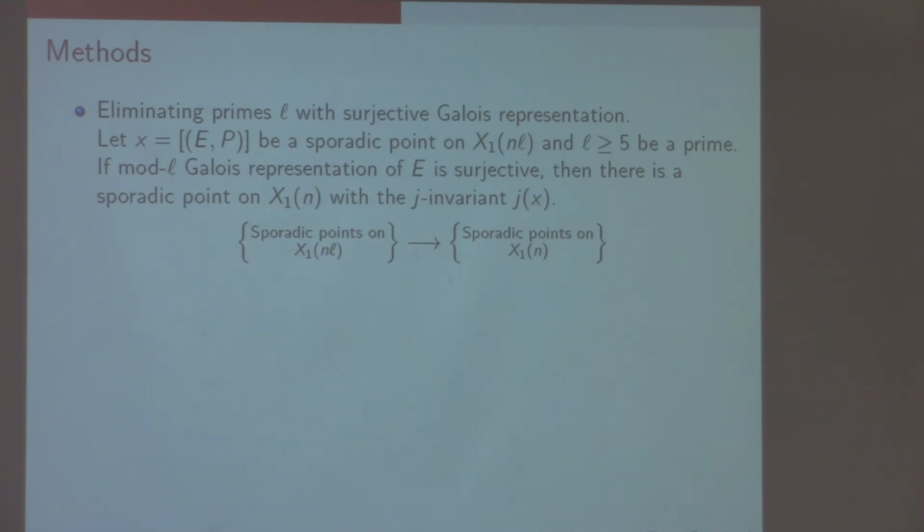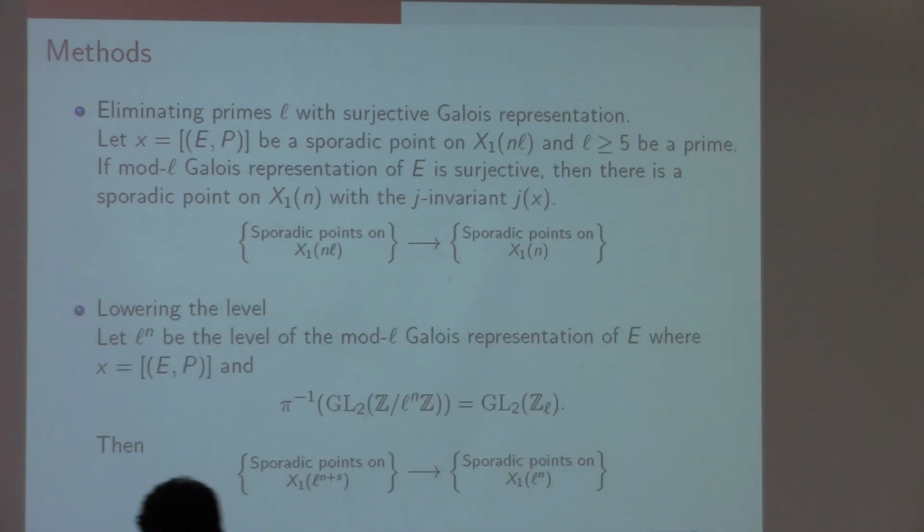And what else can we do? We can also look at the level of this representation. So let's say that I'm focusing on one prime L, and I know the level of this representation of this elliptic curve at this prime is n, and I have a sporadic point on X1 of L to some power greater than n. Then I can lower myself to n, to the level of this representation. I don't have to go that high. I can just deal with this smaller number. So here, everything is just about a fixed elliptic curve. So far, I'm not using anything about the uniformity conjecture.